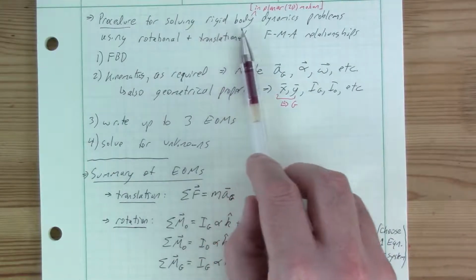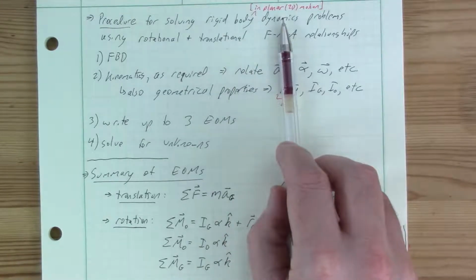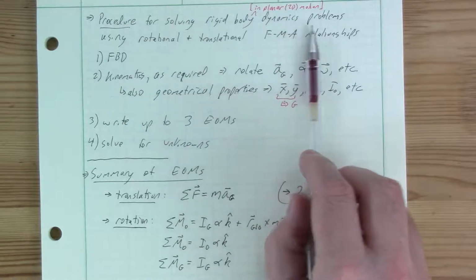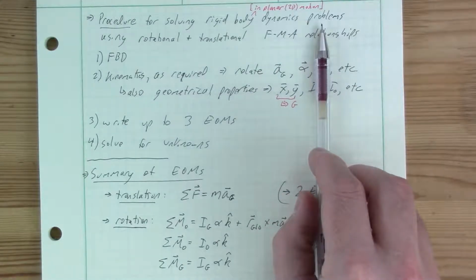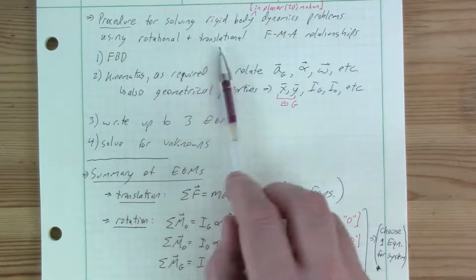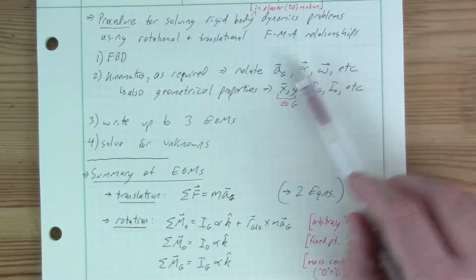But other stipulations for this procedure are these types of problems: rigid body dynamics for those rigid bodies in planar 2D motion. We won't get to 3D motion until the last section of the book, the last section of the class. And then they're involving rotational and translational versions of this force mass acceleration relationship.